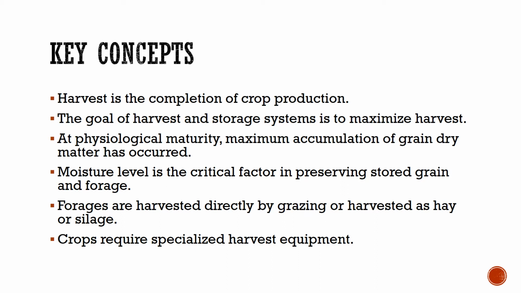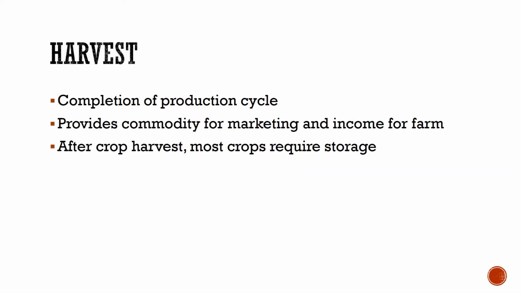Then we'll look at how crops have to have some sort of specialized harvest equipment. So if you have a combine, you have to have a corn head and then a soybean head. So different types of equipment and different types of ways to harvest crops. Now let's look at harvest.